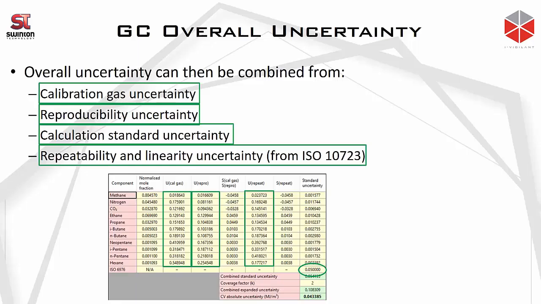So I'm not going to talk about the repeatability and linearity uncertainty here. If you are interested in how to calculate the uncertainty from repeatability and linearity, you can actually open up the ISO 10723 and ISO 6974 standard. It explains how to calculate the uncertainty from the non-linearity and repeatability in there. In the next session, I'm going to talk about the ISO 10723 multi-level calibration, and mainly I'm going to talk about the bias and the impact of the bias rather than the uncertainty aspect of it.